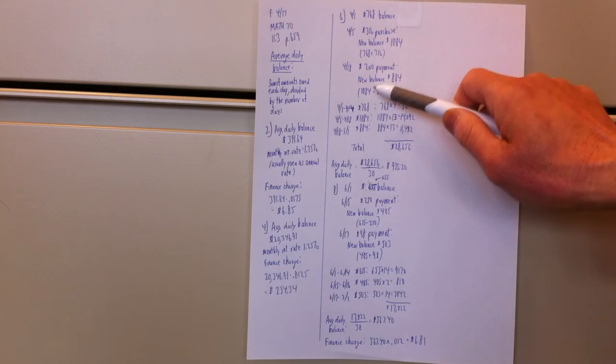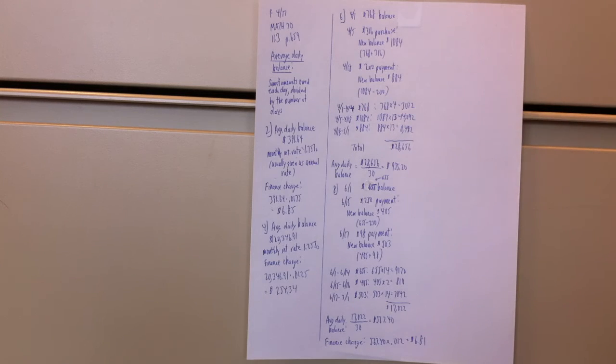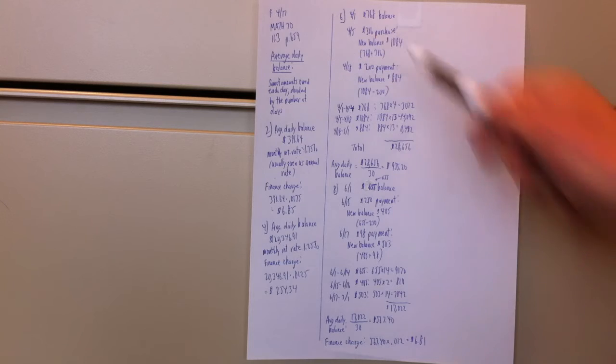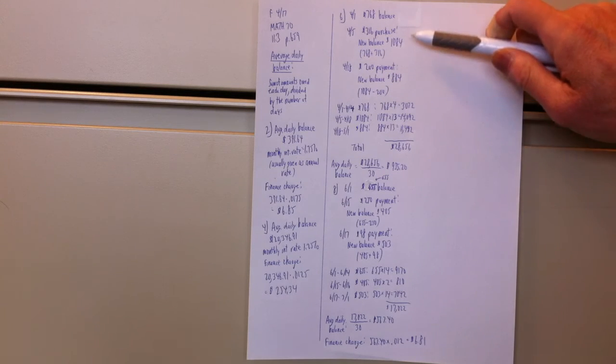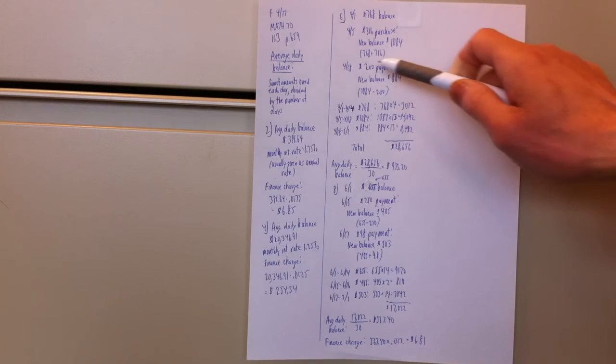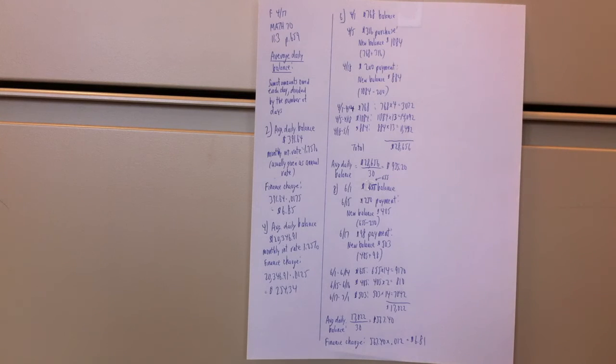You don't do anything with that. It just stays $768. Then on April the 5th, you make a $316 purchase. So the new balance is $1,084. That's $768 plus $316. So now we owe $1,084.